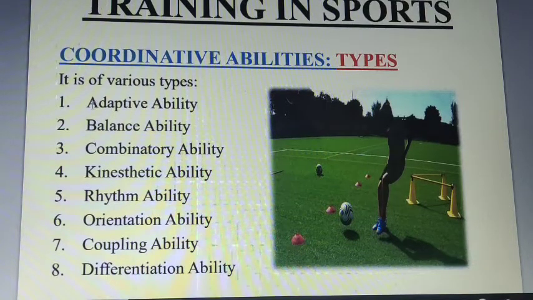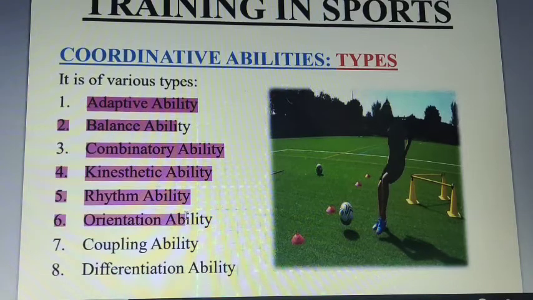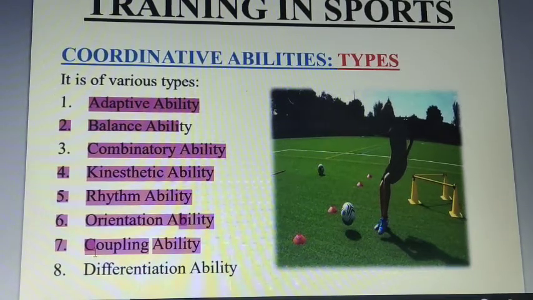You should know adaptive ability. You must know combinatory ability. You will have to learn till this. I'm not saying the differentiation ability, but yes, I think you should mug up these 7 kinds of things. It is very important. The abilities are: adaptive ability, balance ability, combinatory ability, kinesthetic ability, rhythm ability, orientation ability, coupling ability, and differentiation ability.